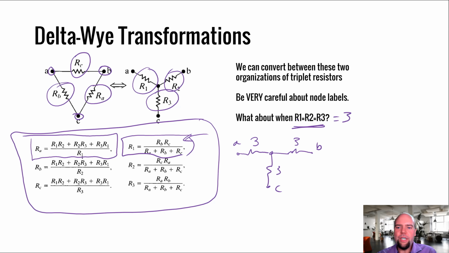Be sure to note that if you're going from a Y to a delta, you're always going to multiply by 3. If you're going from a delta to a Y, you're always going to divide by 3 if they're balanced, only if they're balanced.